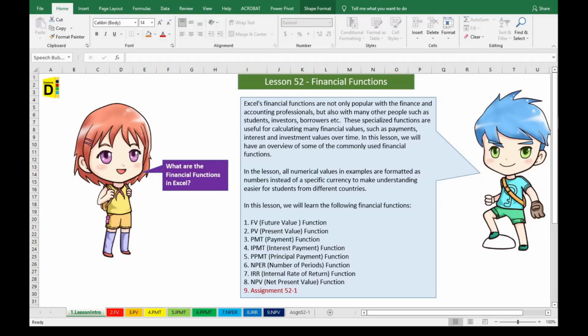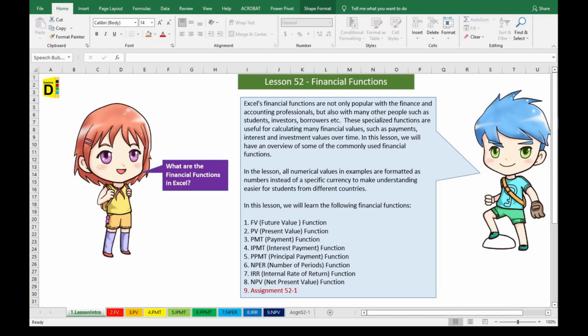Today we are going to see financial functions. Excel's financial functions are not only popular with finance and accounting professionals, but also with many other people such as students, investors, borrowers, etc. These specialized functions are useful for calculating many financial values such as payments, interest, and investment values over time. In this lesson, we'll have an overview of some of the commonly used financial functions.